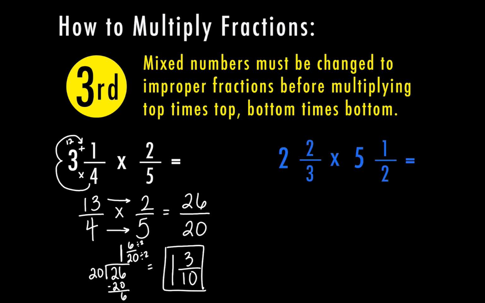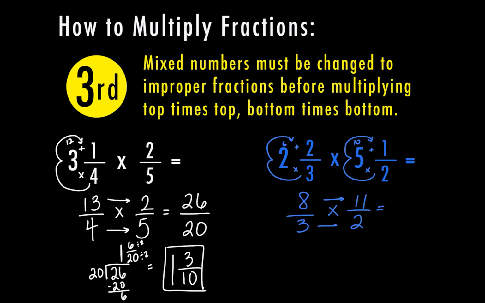For our next problem, now we have two mixed numbers. So we have to do popcorn with both of them before we can multiply. So we're multiplying and then adding, multiplying and then adding. 3 times 2 is 6, 6 plus 2 is 8, and our denominator stays the same. 5 times 2 is 10, 10 plus 1 is 11, and our denominator stays the same. So now we can multiply straight across the top and straight across the bottom. I have 88 over 6.